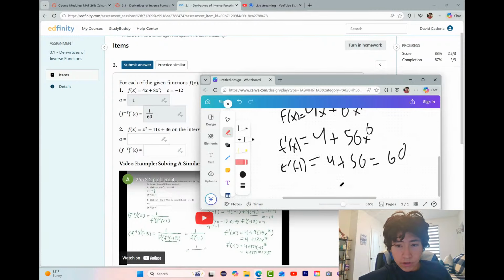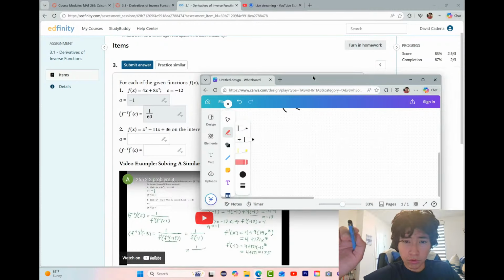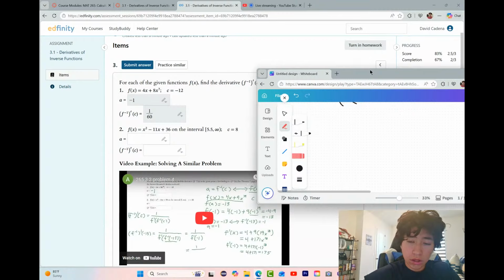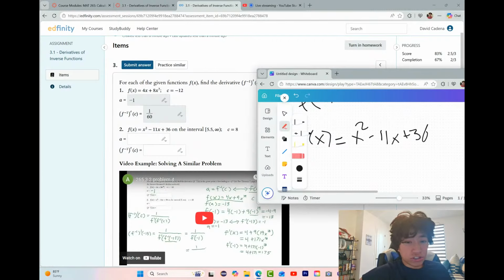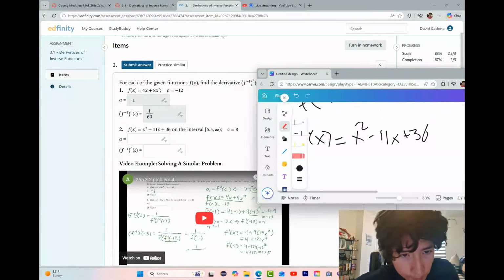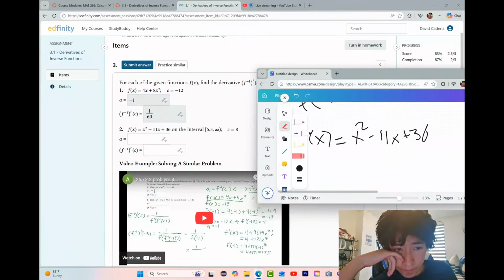And then finally, we will do this again, but with a different function. f of x equals x squared. Perfect. Oh, no, my bad. We're not done yet. I was impulsive. x squared minus 11x plus 36. Well, still, we have a parabola, so that means that we'll have to restrict our domain, on the interval 5.5 to infinity, including 5.5, at c equals 8.